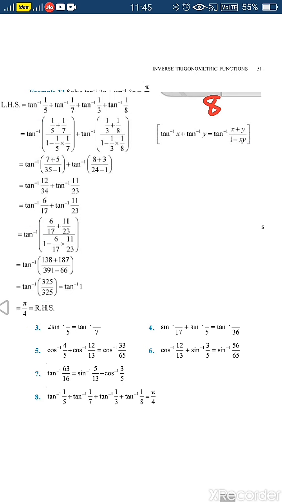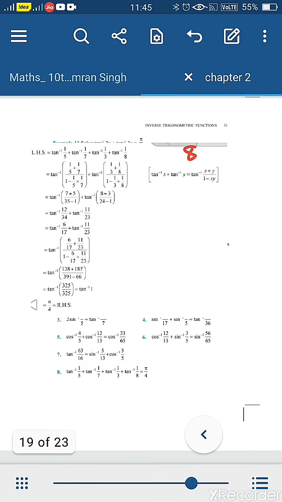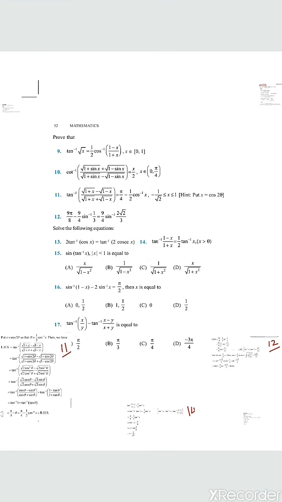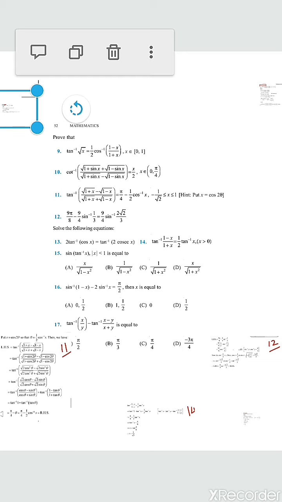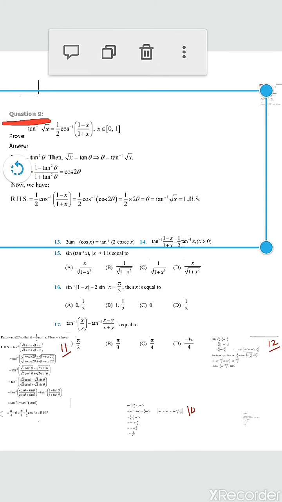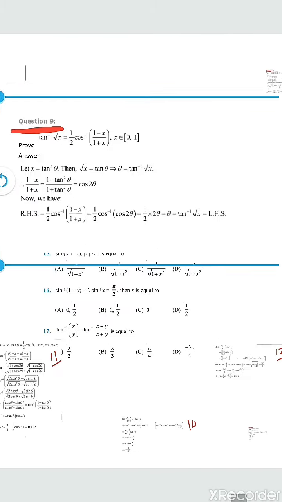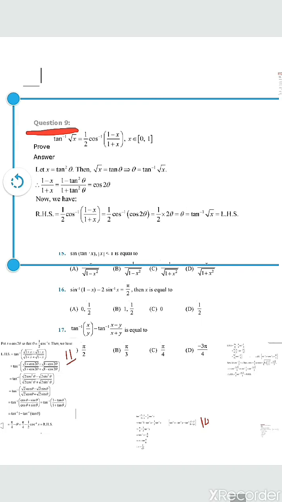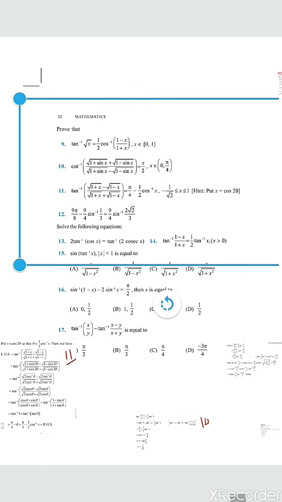Moving on to the next question on the next page, question number 9. Question number 9 is tan inverse x is equal to half cos inverse 1 minus x. This is your question number 9.